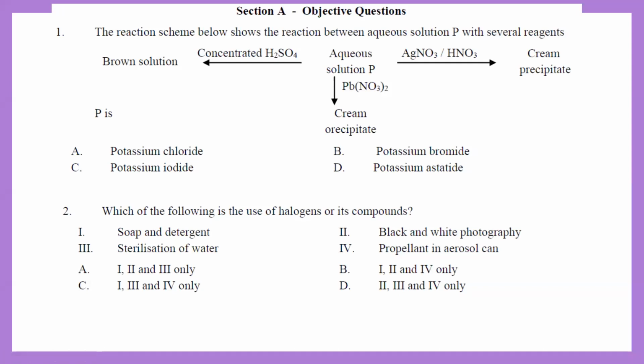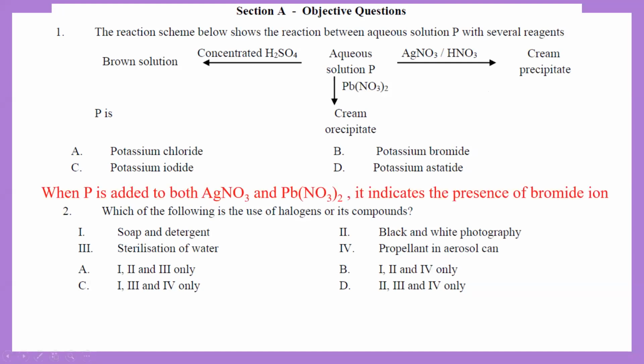The reaction scheme below shows us the reaction between aqueous solution of P with several reagents. So you form a brown solution. Now this is a very important clue. Brown solution when you react with concentrated sulfuric acid, and then you form silver. When you react with silver nitrate, you form a cream precipitate, and then you react with lead nitrate, it also gives a cream precipitate. So all these are trying to tell you that the ion is what ion? It is a bromide ion. So because it is a bromide ion, the best P is potassium bromide. Okay, so that is for number 1.